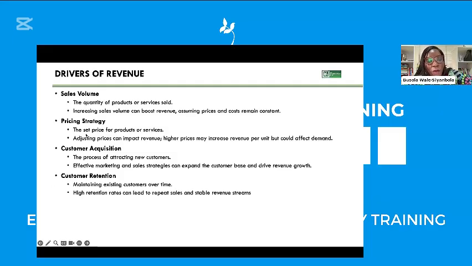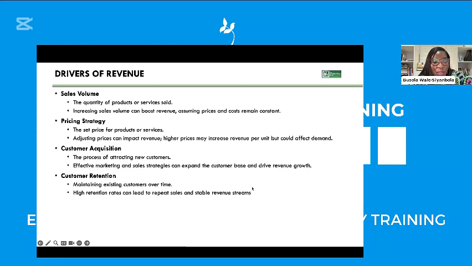Pricing strategy is another one. The set price for products or services. Are your prices competitive, right? Are your prices cheaper than competition? Adjusting prices can impact your revenue. Higher prices would increase your revenue per unit, but can affect your demand. So in a bid to have more money, that is, have more revenue, if you make an uninformed decision to increase your price without considering what the market is saying, it can affect your demand. So people will go to competition instead of purchasing from you.